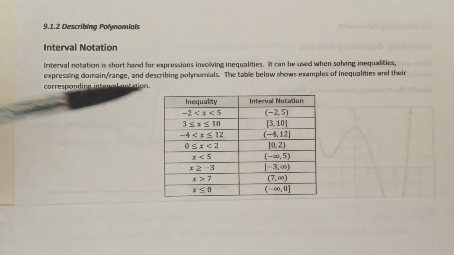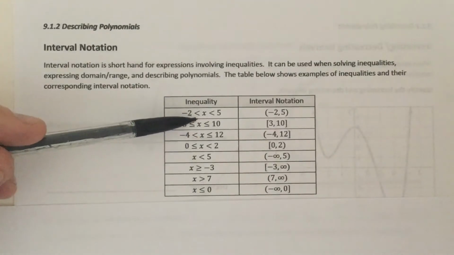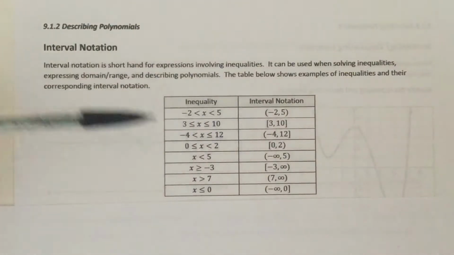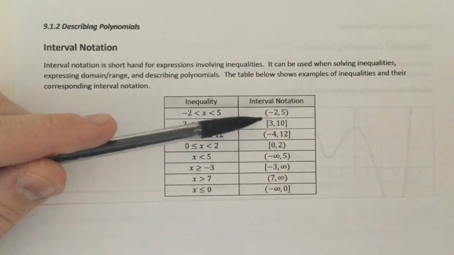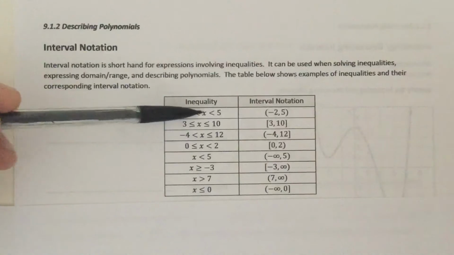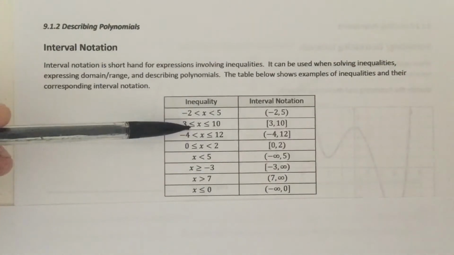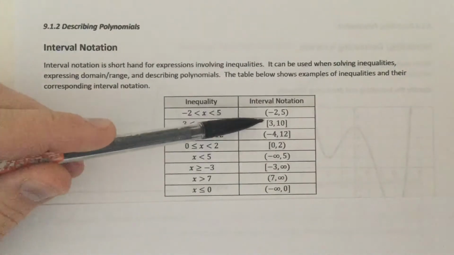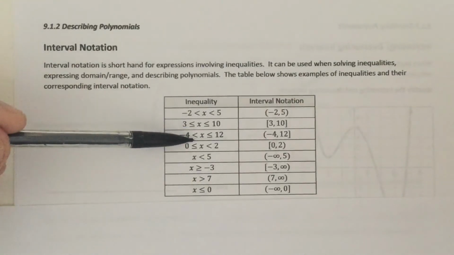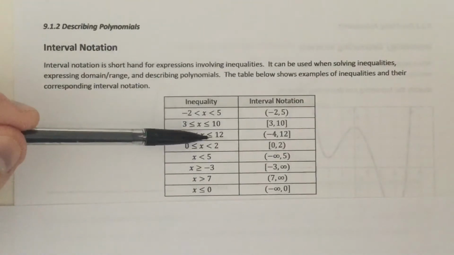And just remember, if you do not have an equal to, then it is the parentheses, but whenever you have the equal to, you're using brackets. So here they are both not equal to, so they're both parentheses. Here we had two equal to's, so they were both brackets. Here we had a not equal to, so it's a parenthesis first, and then an equal to second, so it's a bracket second.